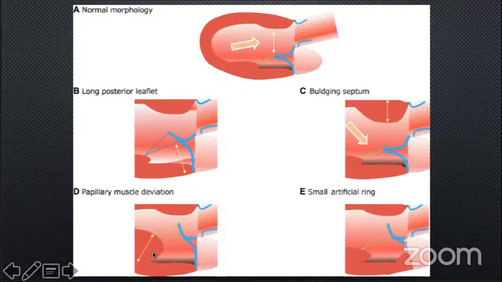Here we can also see the papillary muscle deviation from the normal attachment site anteriorly, and that, if unrolled, will deviate the whole mitral valve towards the septum. Here also is the small artificial ring that is applied in surgery. If we apply a small size ring, that can also lead to sloping and shifting of the anterior mitral leaflet towards the interventricular septum.